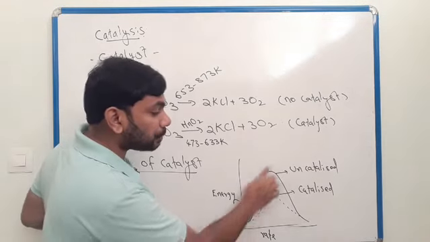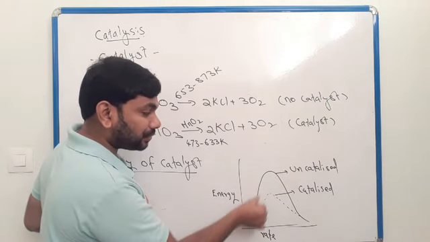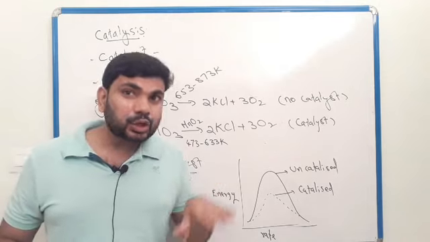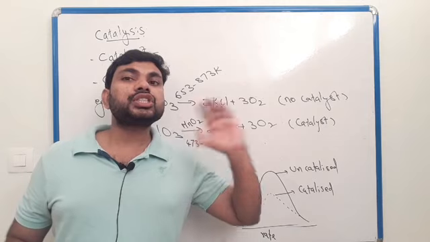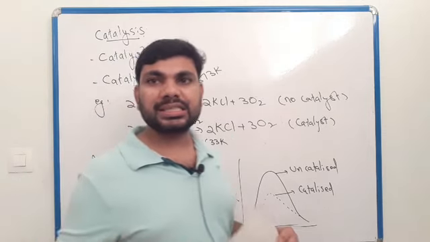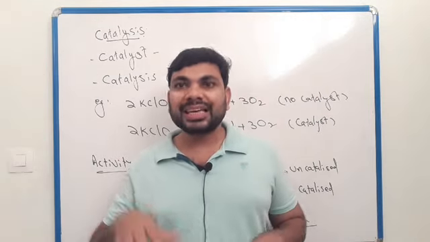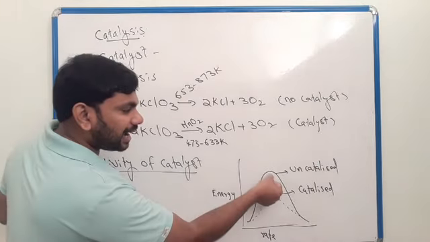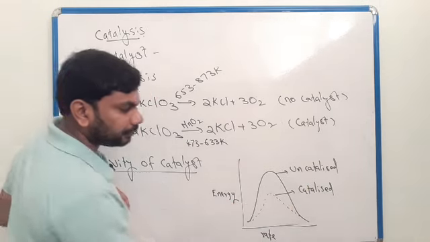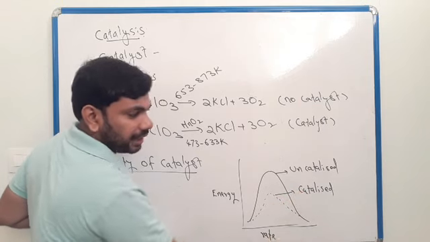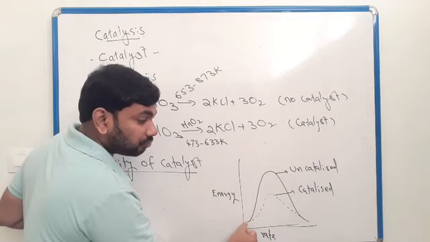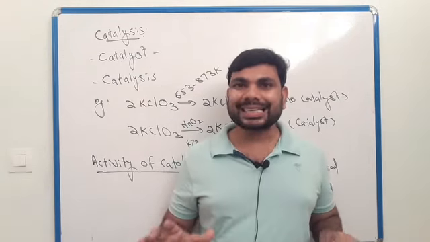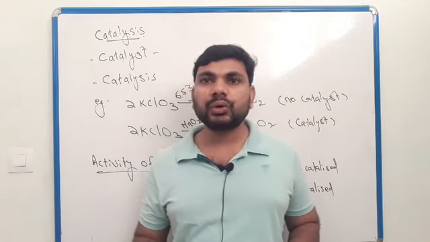Without a catalyst, the reactant must pass a higher energy barrier to change to product. This is the higher energy barrier compared to this one. So the catalyst lowers the activation energy and the reactant can change to product easily. You have to understand how a catalyst increases the rate of reaction. Look here, this is the activation energy for the uncatalyzed reaction and this is the activation energy for the catalyzed reaction. Clear? So here we understood what catalysis is and how catalysts increase the rate of a chemical reaction.